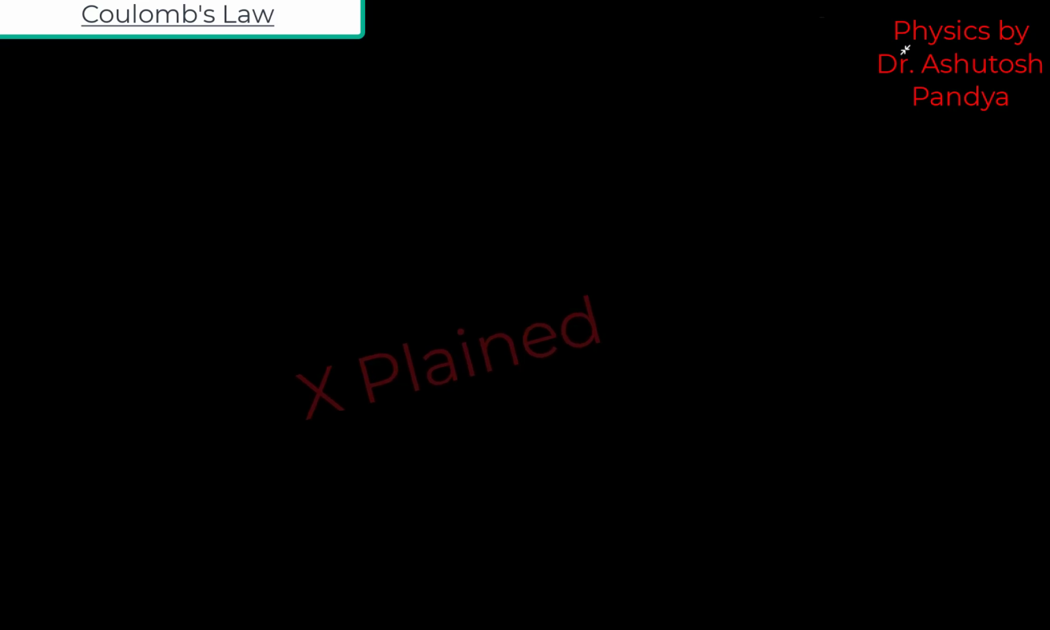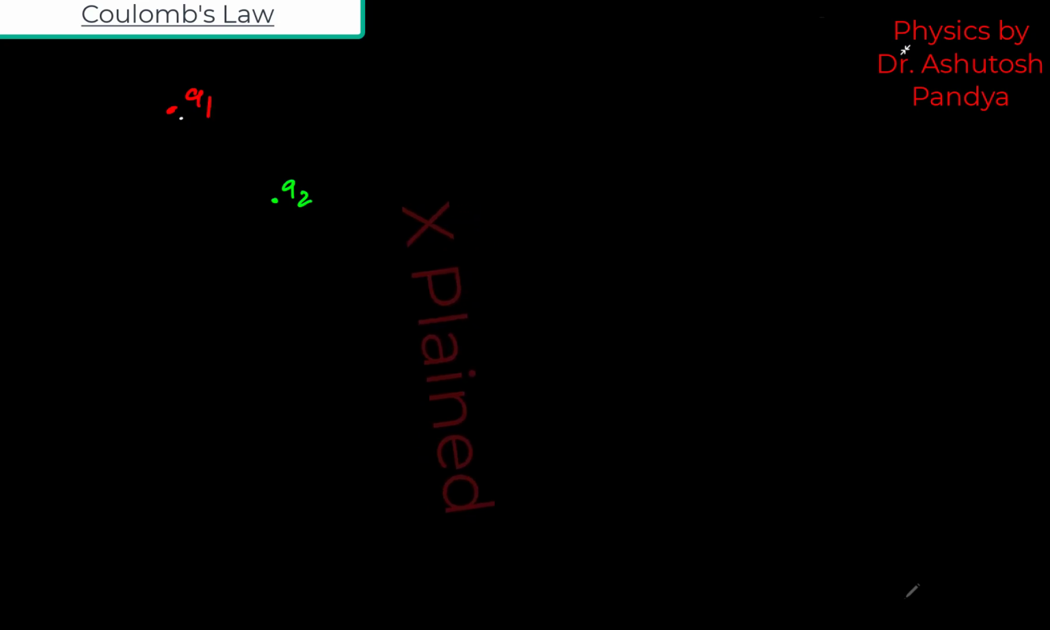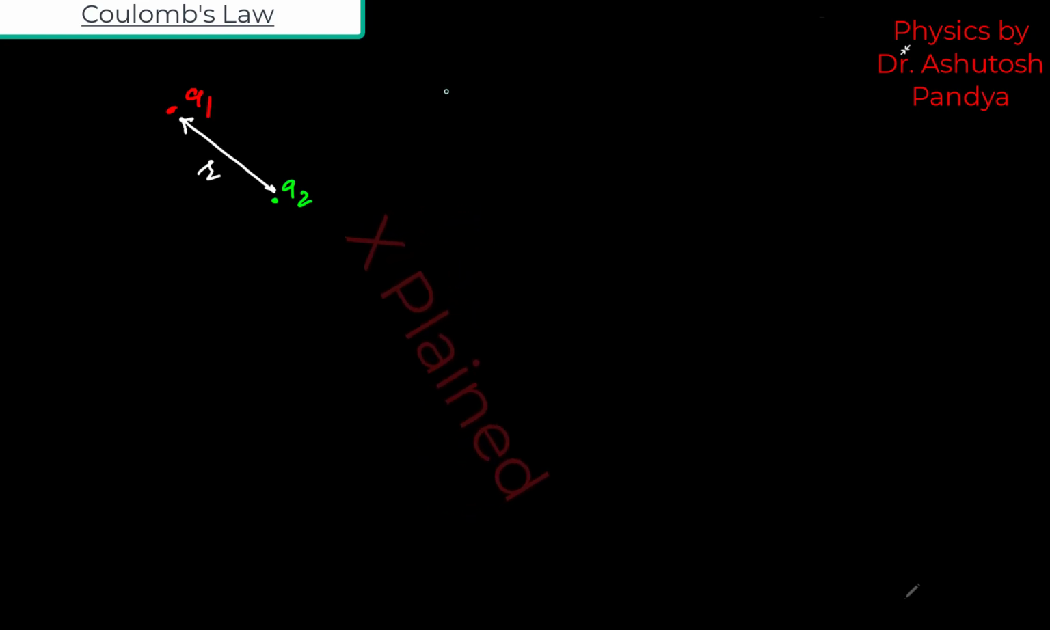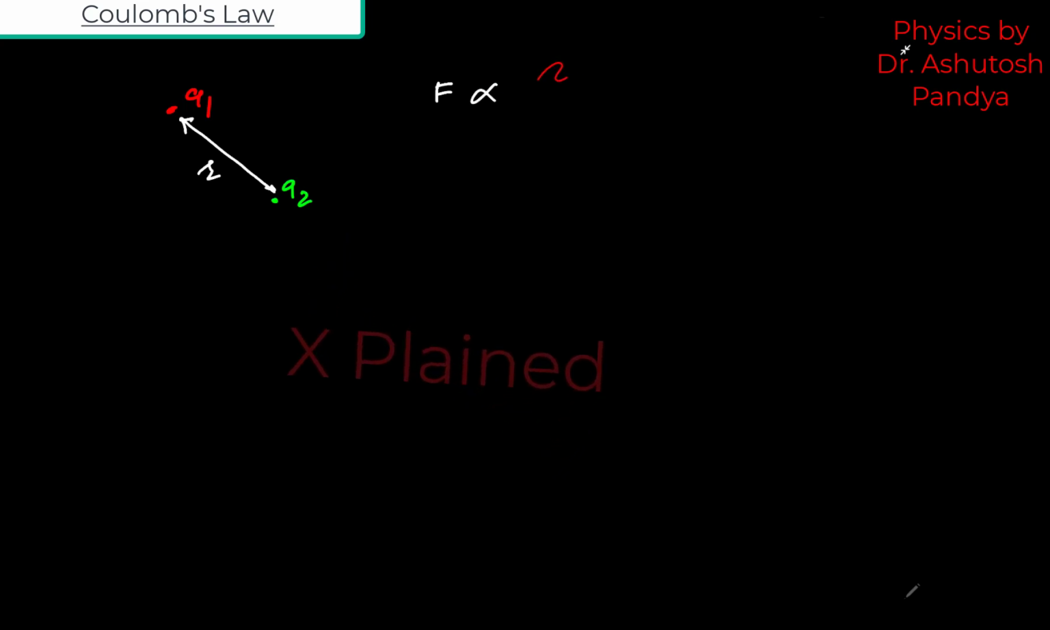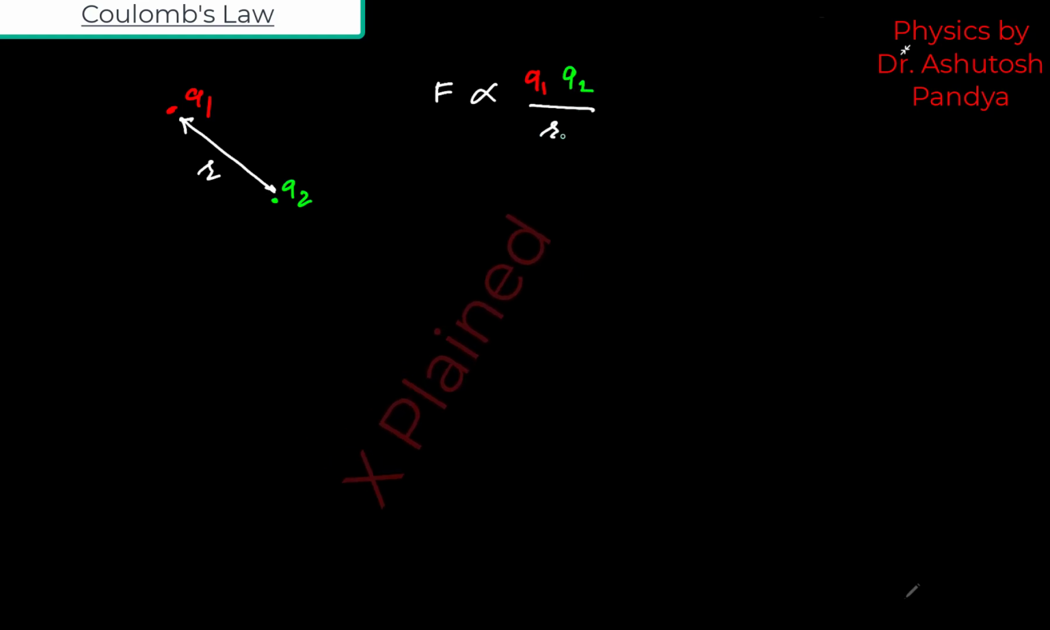The first topic of the chapter is Coulomb's law. It is based on the inverse square law. If we consider two charges, let's say here we have Q1 charge and Q2 charge, and the distance between 1 and 2 is R, then we can say the force between them is proportional to the product of the charges and inversely proportional to the square of the distance between them.